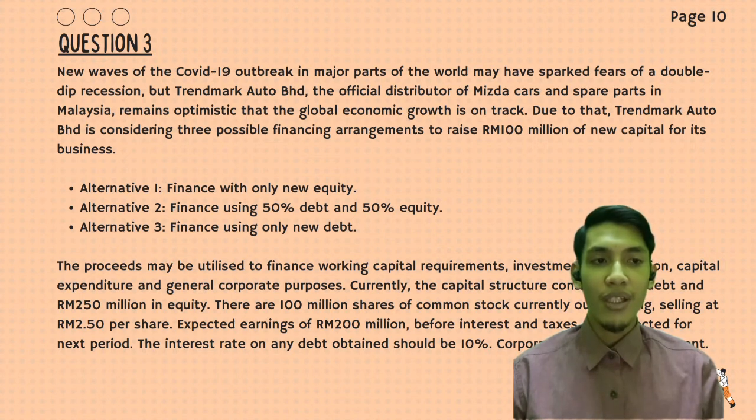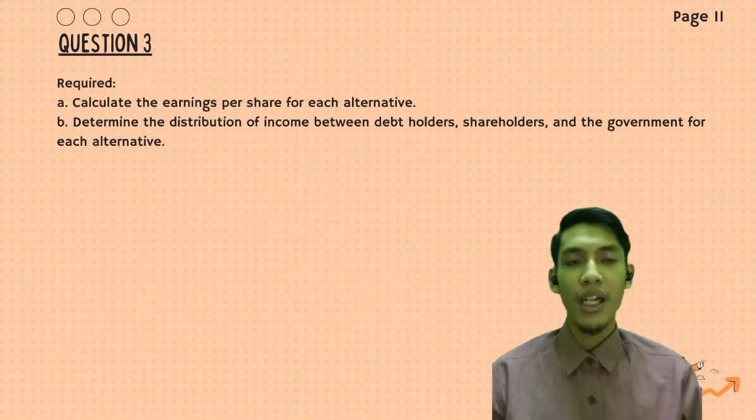Currently, the capital structure consists of no debt and 250 million in equity. There are 100 million shares of common stock currently outstanding, selling at 2.50 ringgit per share. The expected earnings of 200 million before interest and taxes are expected for the next period. The interest rate on any debt obtained should be 10%, and the corporate tax rate is 25%. Required, calculate the earnings per share, EPS, for each alternative.